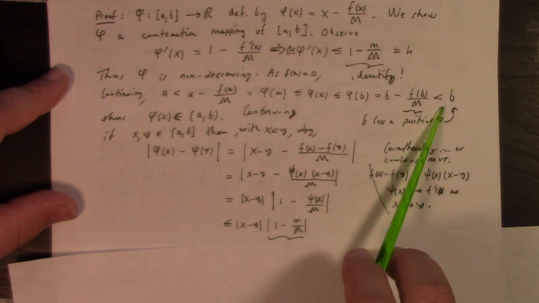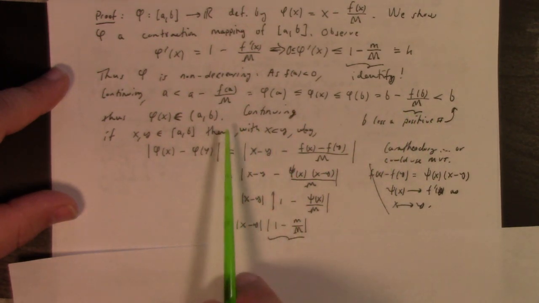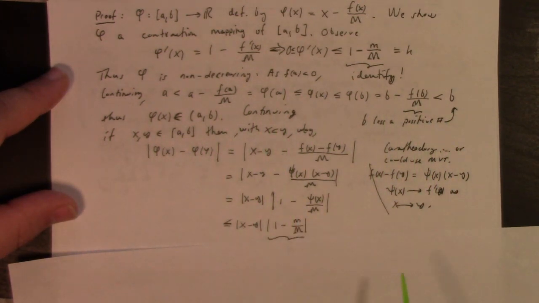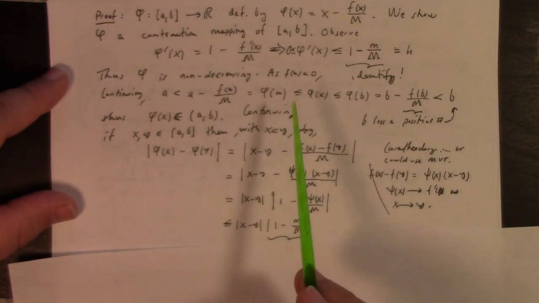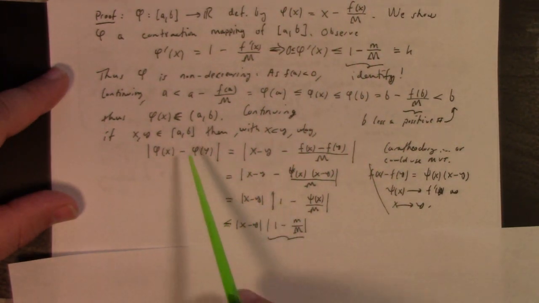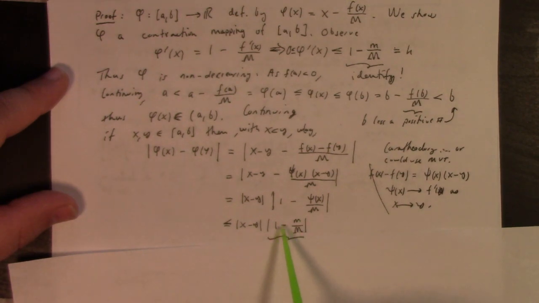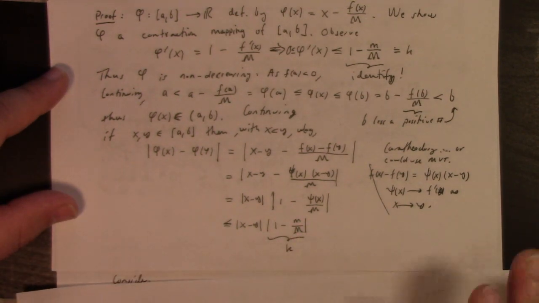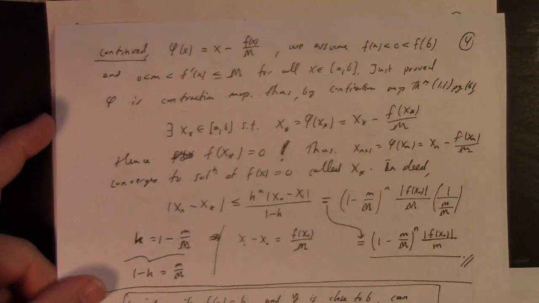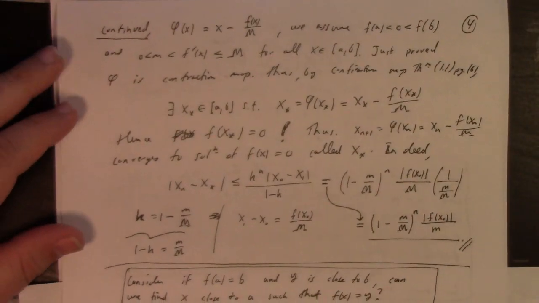Which is that, and so anyway, this jibber jabber in here proves that, given the data in this problem and phi defined by this, phi is in fact a contraction mapping with constant absolute value 1 minus m over m. And once you believe that, that gives you theorem 1.2, I believe.